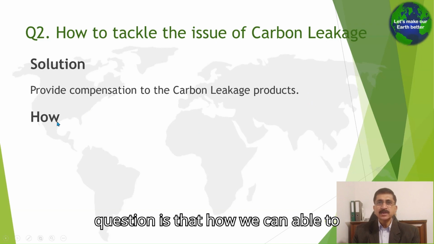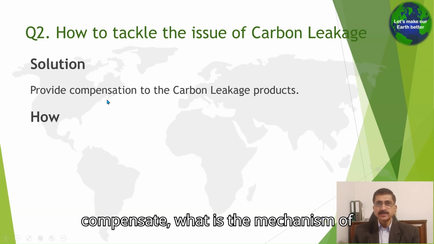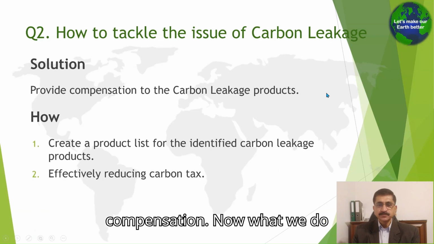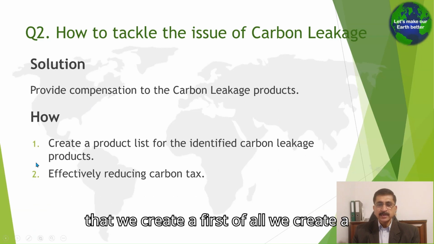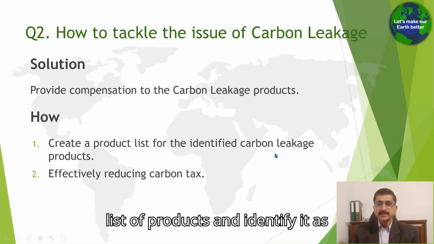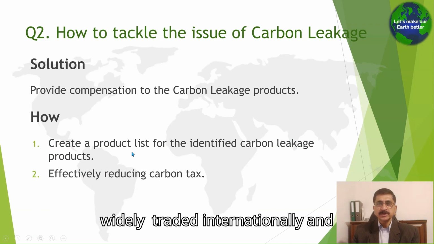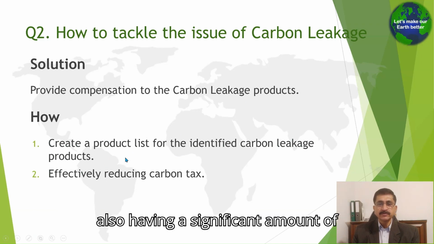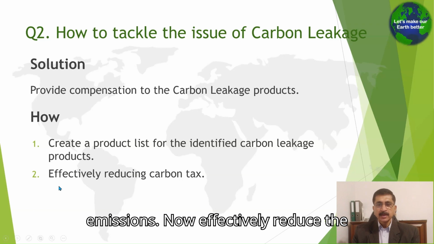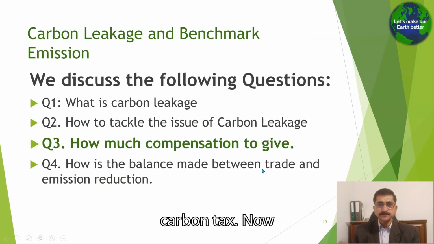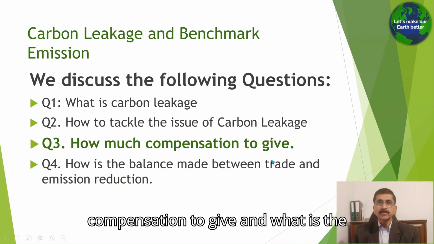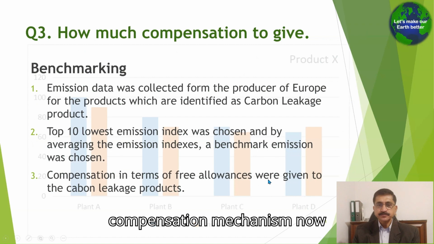Now the question is how we can compensate, what is the mechanism of compensation. What we do is, first of all, we create a list of products and identify them as carbon leakage products. That means very widely traded internationally and also having a significant amount of emissions. Now effectively reduce the carbon tax. Now coming to the next question, how much compensation to give and what is the compensation mechanism.